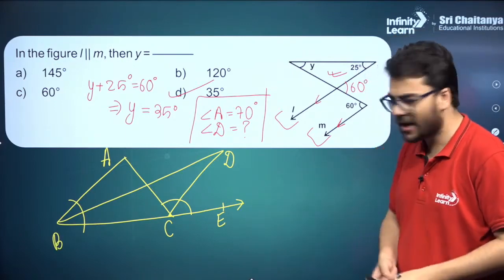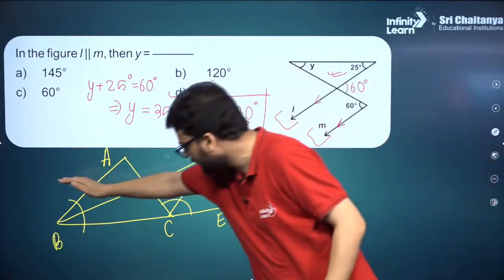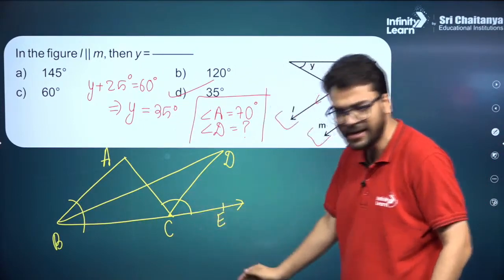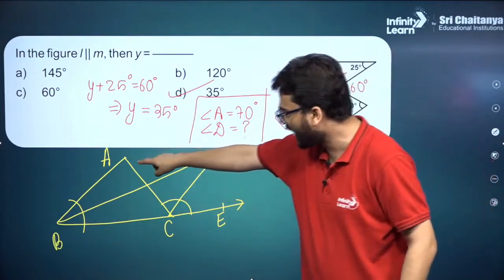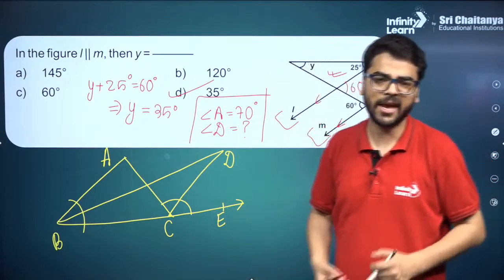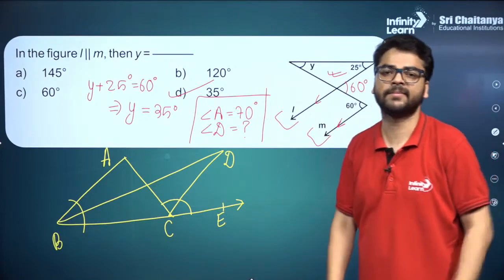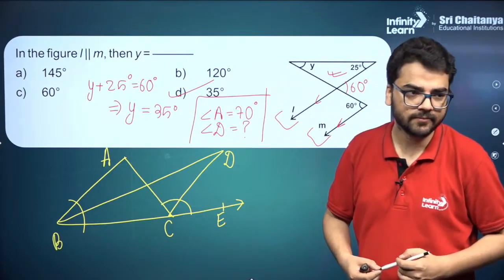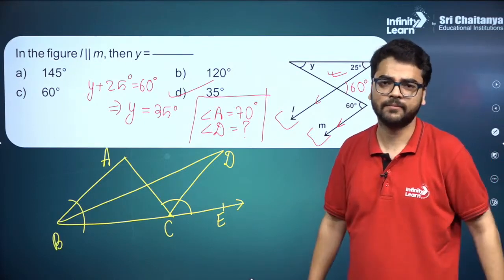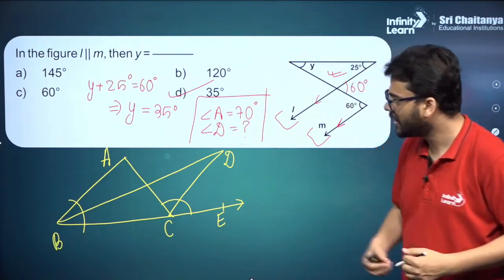So you see over here, again I'm repeating, BD is the bisector of angle B, CD is the bisector of angle ACE. If it is given that angle A is 70, can you find angle D over here? Can you tell me what is the answer over here? Okay, Venkat. Can you tell me what is the value of angle D over here?